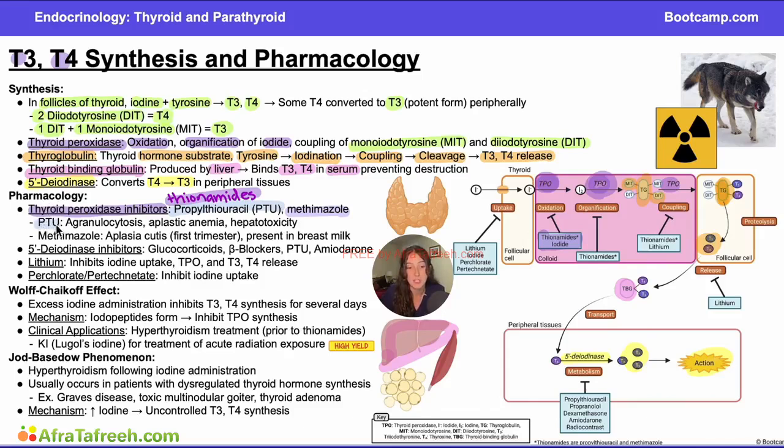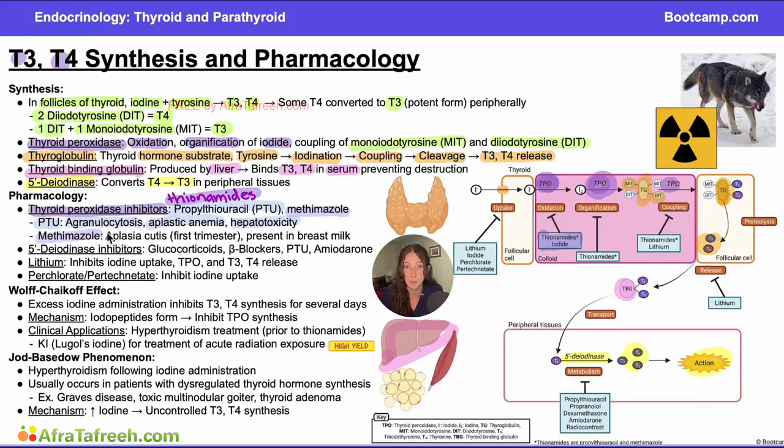So propylthiouracil is notorious for attacking cell production. It can cause agranulocytosis, aplastic anemia, all of these different disorders of cell production. And then additionally, it's also hepatotoxic. Both of these can be hepatotoxic, but propylthiouracil is known more for its hepatotoxicity, so something to be aware of and monitoring there. Additionally, methimazole has its own set of side effects, so it's kind of pick your poison here.